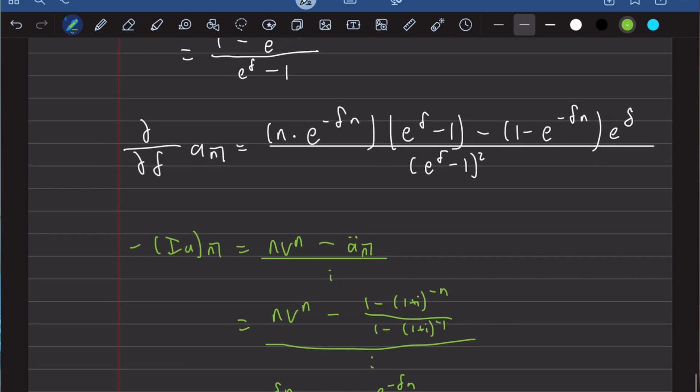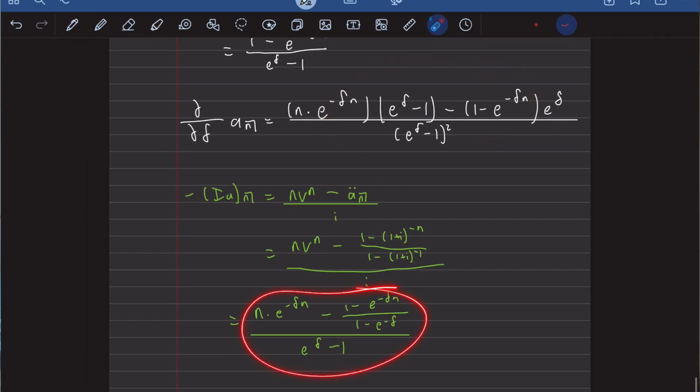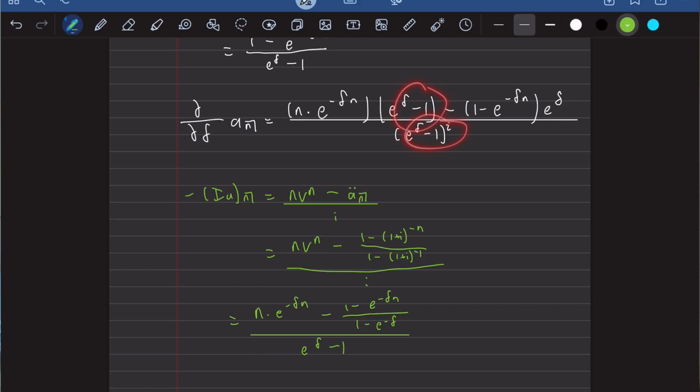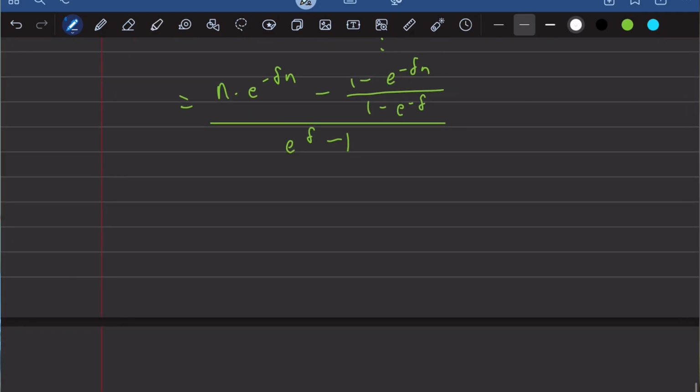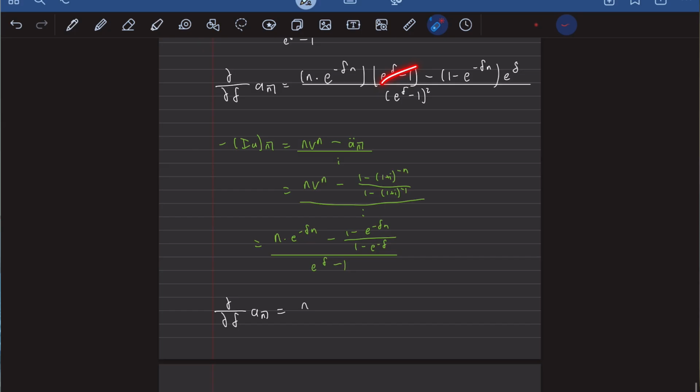Okay, so this is basically where we're trying to go to. So now we want to manipulate this thing so that it looks like this. So the first thing I notice is that we can split it up, and then this will cancel with that. Okay, so let's just write what we're doing. So we're saying partial delta of the annuity is going to be, so I'm going to cancel basically that and one of those. So it's going to be n times e to the negative delta n divided by e to the delta minus 1. Okay. Minus, and now I'm just going to have to keep the other thing the same for now.